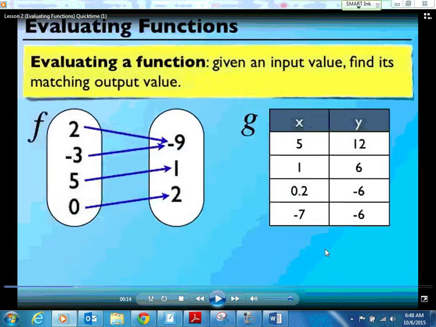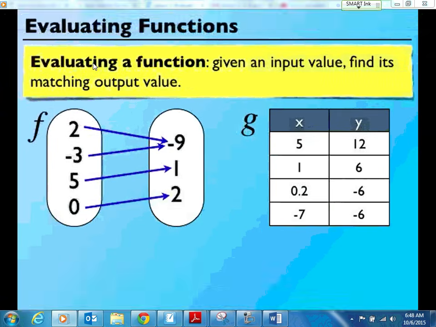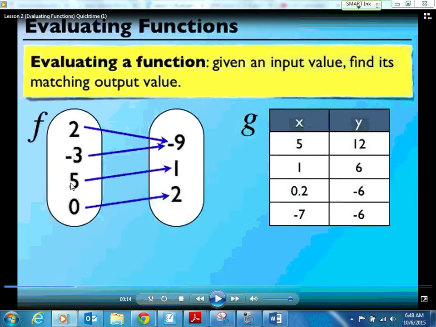All right, evaluating a function. Evaluating a function is the process that when we're given an input value, we want to find its matching output value. So for instance, let's see what we have on here. If I wanted to find f of -3, first of all, I've got to figure out which of these functions I am talking about. I've got two functions, g and f. Well, here's f, and f of -3.